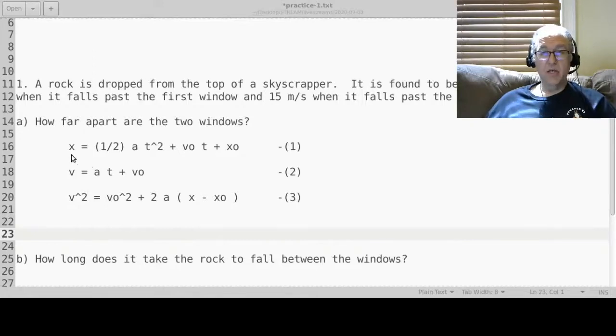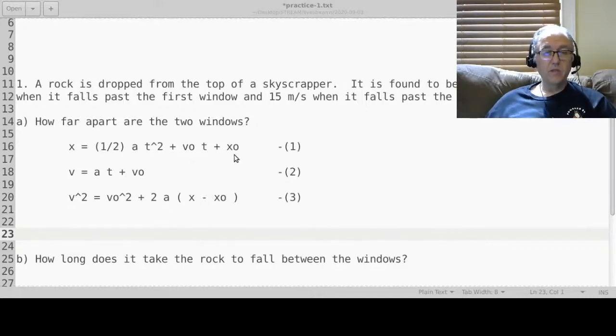The first equation expresses the position as a function of time. The second one expresses the velocity as a function of time, and the third one expresses the velocity as a function of initial velocity, acceleration, and distances. Now, we need to understand what these symbols are, and I think this is one place where students make their most mistakes. They don't know what each of the symbols mean.